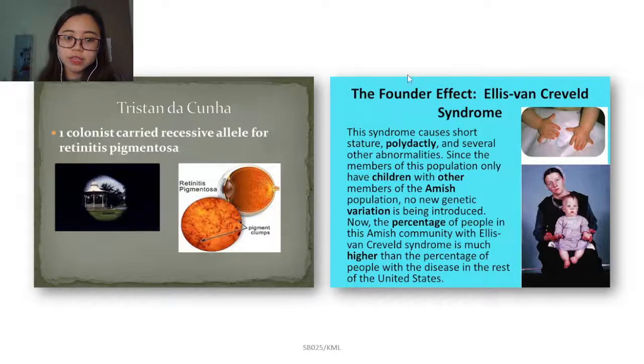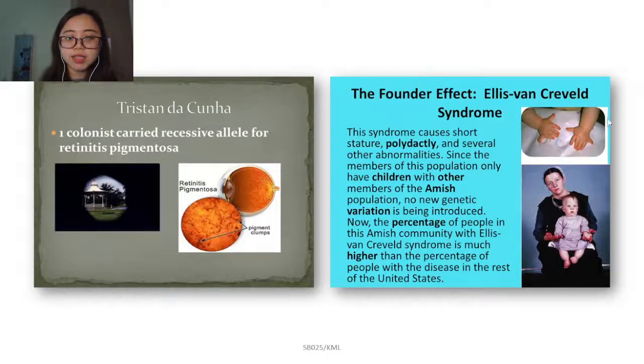We also have this other example that uses the founder effect, which is Ellis-van Creveld syndrome. This is a syndrome that causes short stature, polydactyly, and several other abnormalities. Since the members of this population only have children with other members of the Amish population, no genetic variation is being introduced. Now, the percentage of people in this Amish community with Ellis-van Creveld syndrome is much higher than the percentage of people with the disease in the rest of the United States.